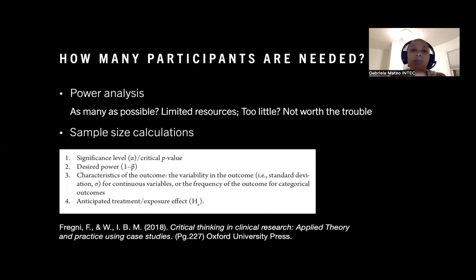So we definitely need to plan a priori how many participants we need. A good amount, so that we're not exposing people to risk, and that we're also not exhausting resources. So how do we calculate sample size?